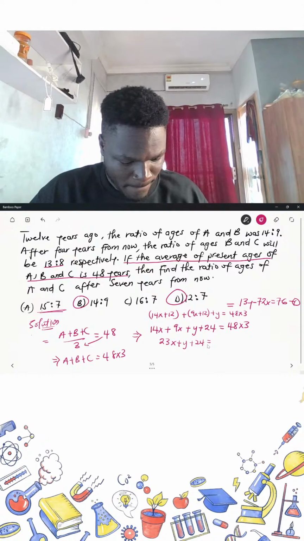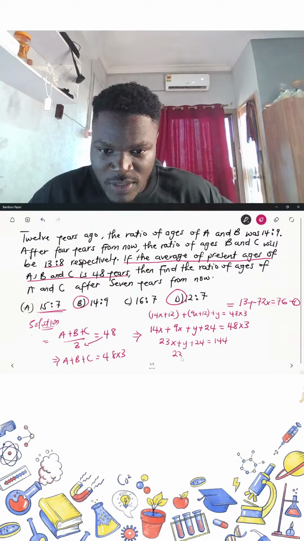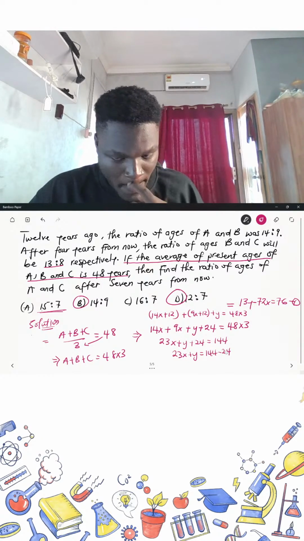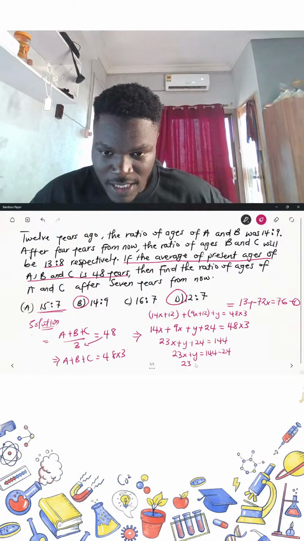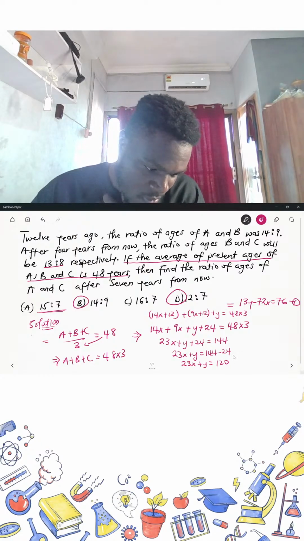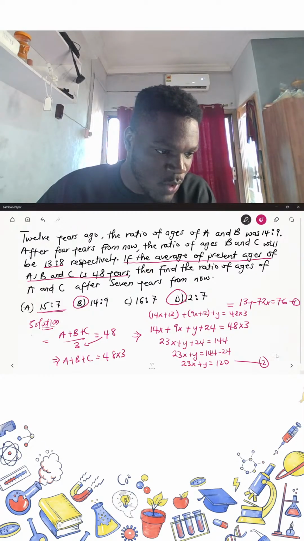So let's do that. 48 times 3, and that will give me 144. So I have here 23x plus y will be equal to 144 minus 24, and that will give me 120. So I will get 23x plus y is equal to 120. Okay, so yes, this will become my equation 2. Kunal, I hope up until where we got the equation 2 you understand. Are you okay?